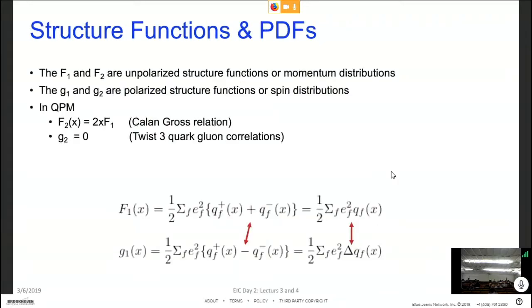So we knew how to get to the F2 and F1 structure functions. Here at the bottom is the F1 structure function, which is the average of the quark and anti-quark, shown here. And G1 is the difference between them, alignment and anti-alignment of the quark flavors. You sum over all the flavors, and then you get the G1 structure function. So that's what we are going to measure.